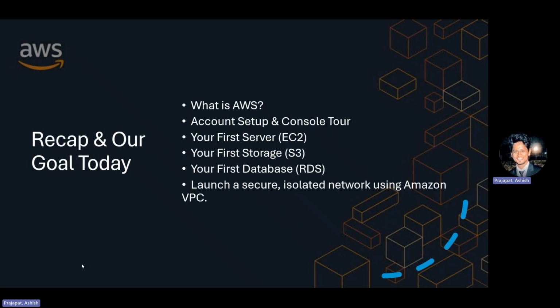Just to quickly recap our journey so far, we have now built a solid foundation with a virtual machine, a storage bucket, and a managed database. You have all the pieces to a basic application, but how do you ensure these pieces can talk to each other securely and are protected from the outside world? That's our goal today. We are going to use Amazon VPC to create a private network where we have complete control.